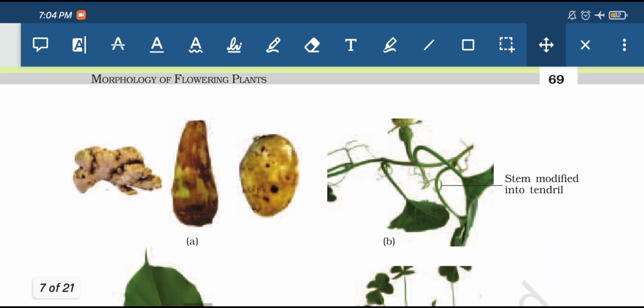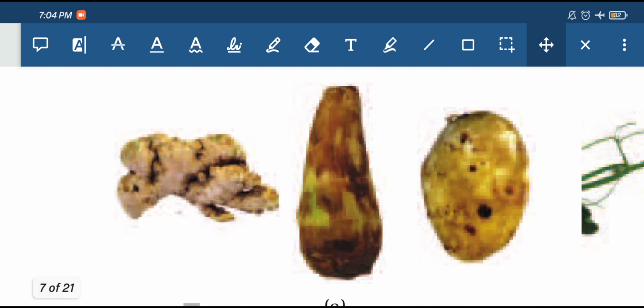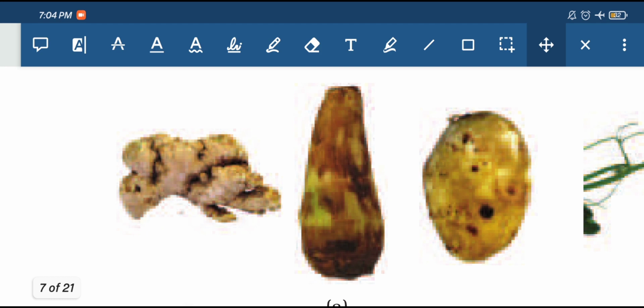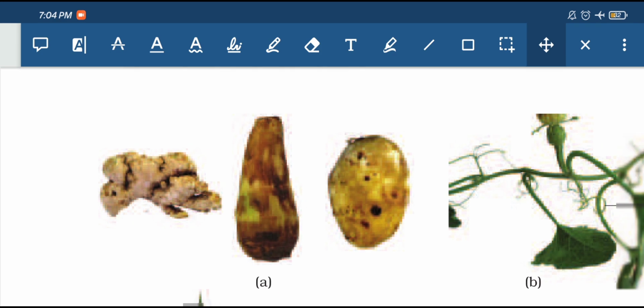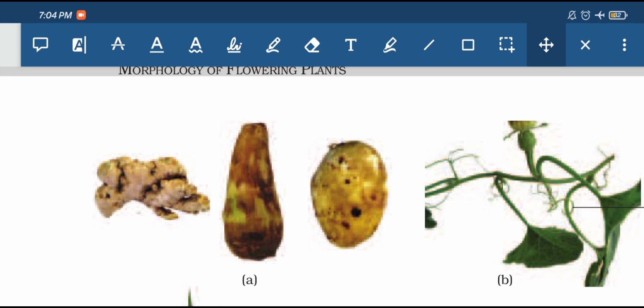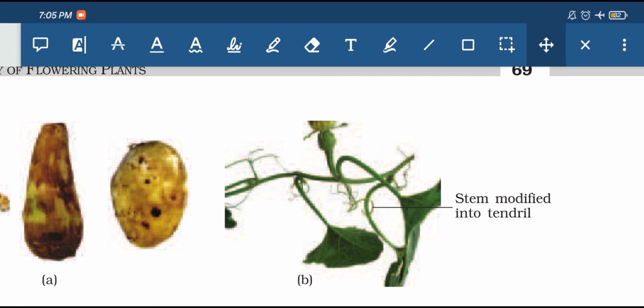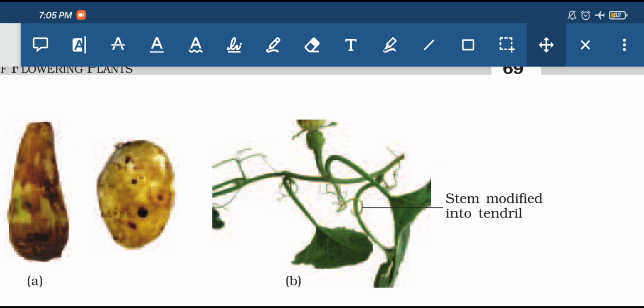So this figure A, these all are examples of storage. Ginger, zaminkand and potato, these are modifications of stem. The first is ginger, the second is zaminkand, and the third one is potato. These are all examples of storage of food. And the second one is axillary buds modified into tendrils, stem modified into tendrils. This can be seen in cucumber, pumpkin, and watermelon.